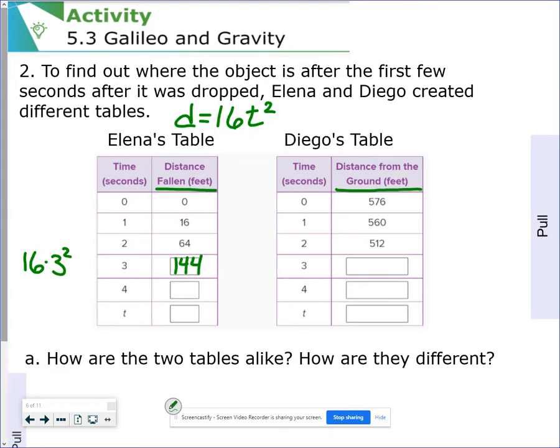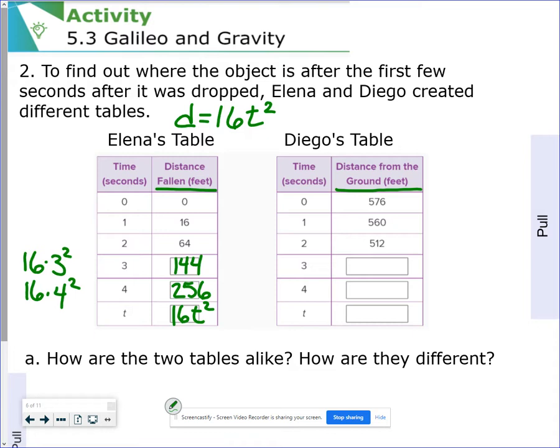When I put in 4, I would have 16 times 4 squared. 4 squared is 16, times 16 is 256. Right? And we said for whatever time this is, we have it up at the top right there. We're going to say that it's going to be 16 times t squared. That's how we get it.